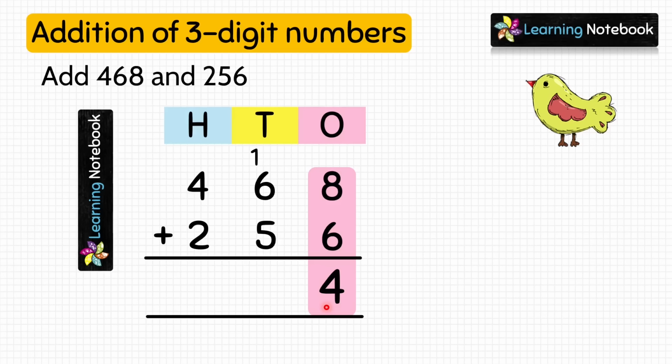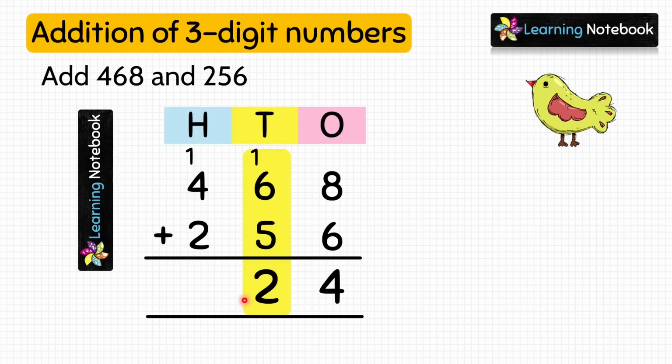Now, let's add the digits at tens place. Students, you have to make sure that you add this carry here. So 1 carry plus 6 equal to 7 and 7 plus 5 equal to 12. Now 12 is a two-digit number, so we will carry 1 to the hundreds place and 2 comes in the answer.